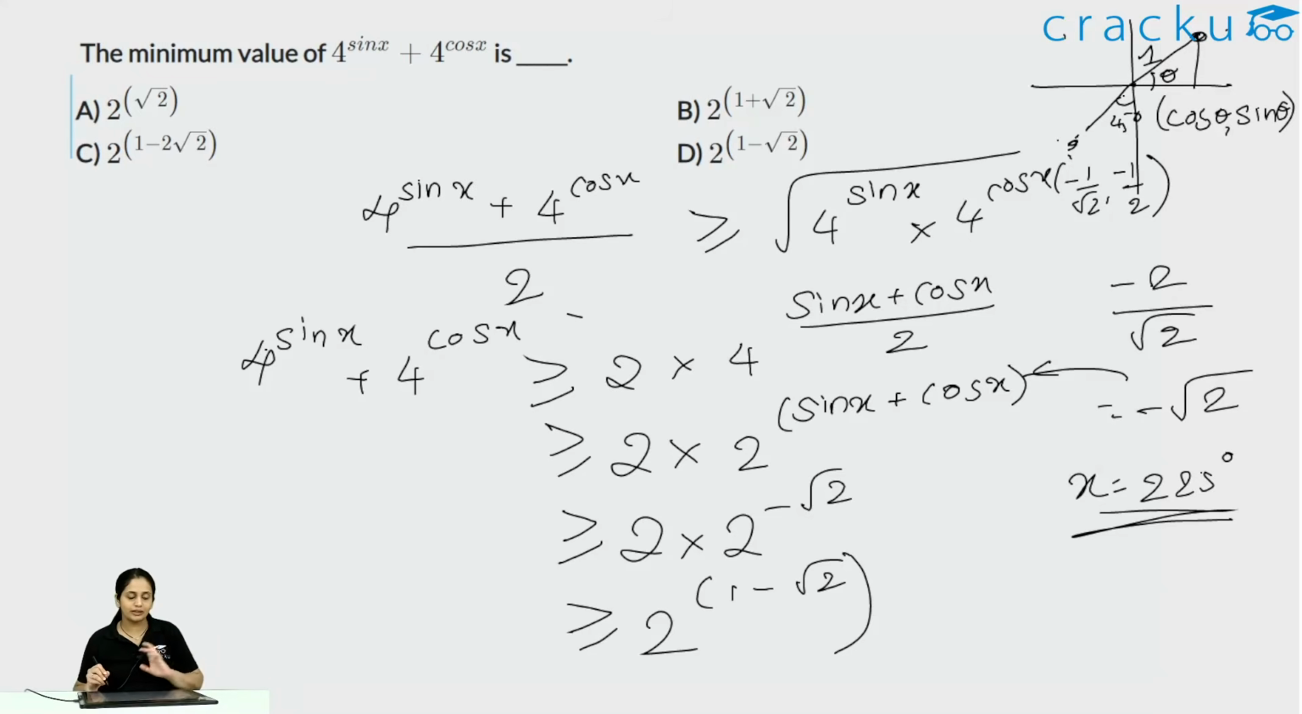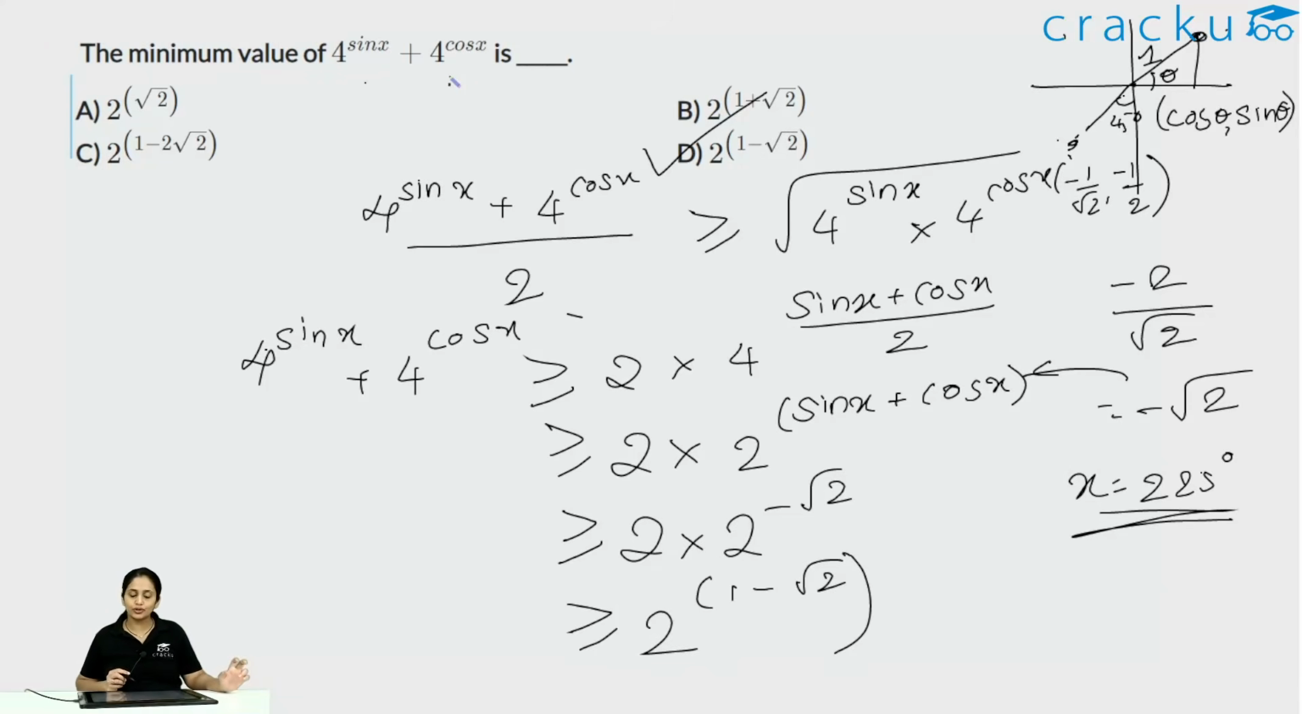So in this way, I got the least possible value of the sum occurs when x is 225 degrees, and that is 2 raised to 1 minus root 2, that is option D. Always remember in such cases, one more thing that you should remember is that the minimum value of this arithmetic mean will occur when both are equal to each other. Even that should be a clue to you that sin x and cos x should be equal to each other, and at that point only you will get the equality. If these two values are equal, then AM is equal to GM. Otherwise, AM will always be strictly greater than GM.